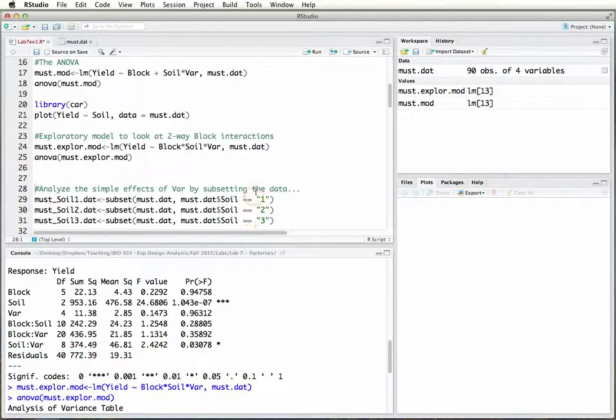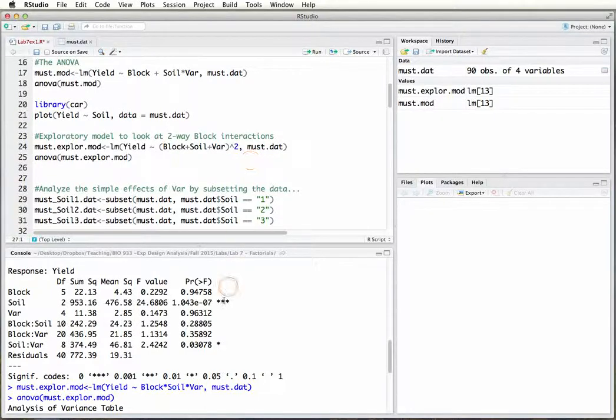Okay, so now we know. I'll return this the way it was: block plus soil plus variety, and I'll raise it back. I'll cap it at 2.